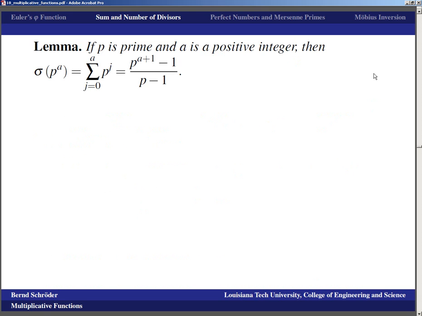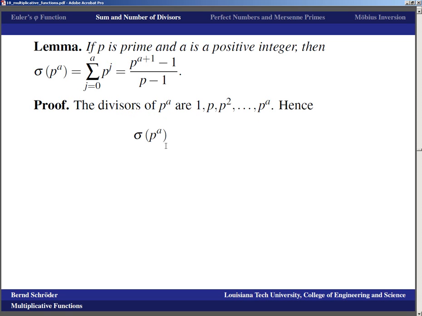Okay, so now we have a lemma. Just like we did for the Euler phi function, we want to see if we can compute these functions or find formulas. If p is a prime number and a is a positive integer, then sigma of p to the a is the sum from j equals 0 to a of p to the j. It's the sum of all divisors, and by the sum for geometric sequences that is p to the a plus 1 minus 1 over p minus 1. The proof is basically right there, right? The divisors of p to the a are 1, p, p squared, and so on, all the way to p to the a, and that means sigma of p to the a is the sum from j equals 0 to a of p to the j, and that's p to the a plus 1 minus 1 over p minus 1.